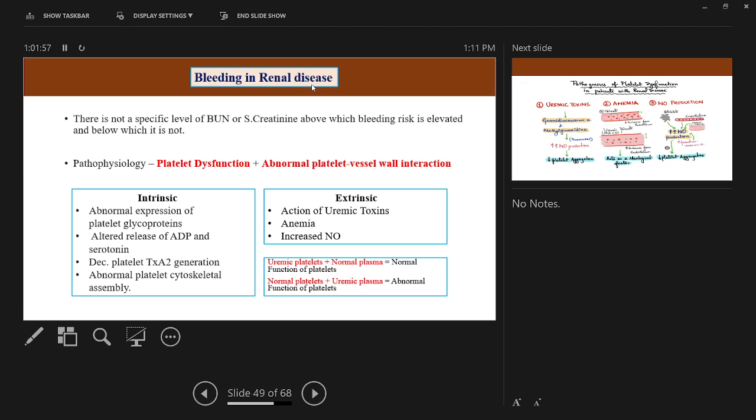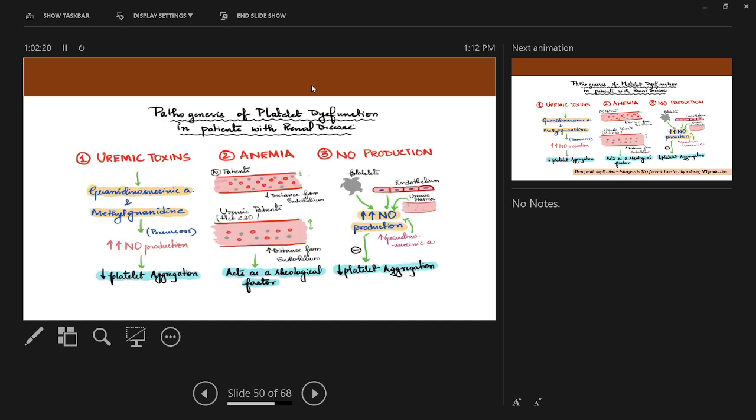It was seen in a study that uremic platelets, when mixed with normal plasma, had a normal function, whereas normal platelets, when mixed with uremic plasma, had an abnormal function. So it is all about uremic plasma. So the extrinsic defects are the most important in a patient with renal disease rather than intrinsic defects. So this is the pathogenesis of platelet dysfunction in patients with renal disease.